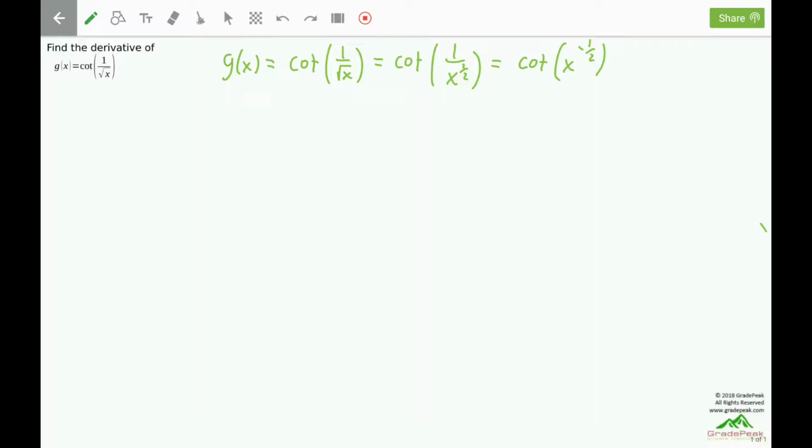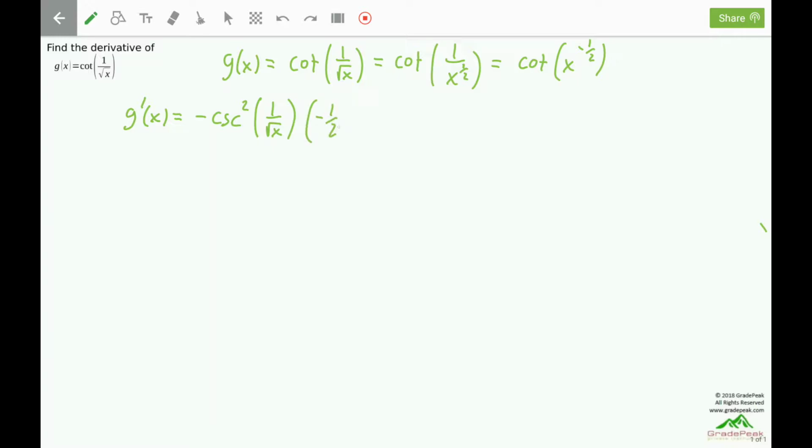Since the trig function is on the outside, we will take the derivative of the trig function first. G prime of x will be the derivative of cotangent, which is negative cosecant squared of the inside left alone, so 1 over the square root of x. But because the inside isn't just an x, the derivative will be more than just a 1. The derivative of the inside, which completes the chain rule, will be best used with this version of it here at the end to follow a power rule.